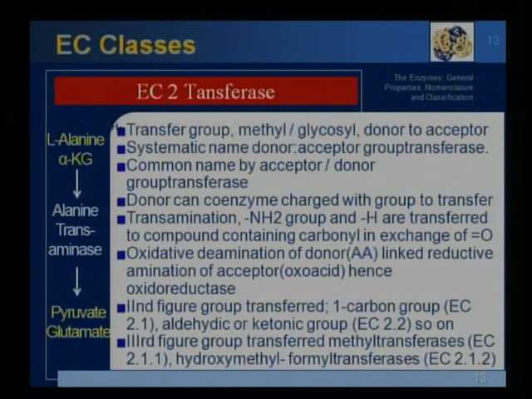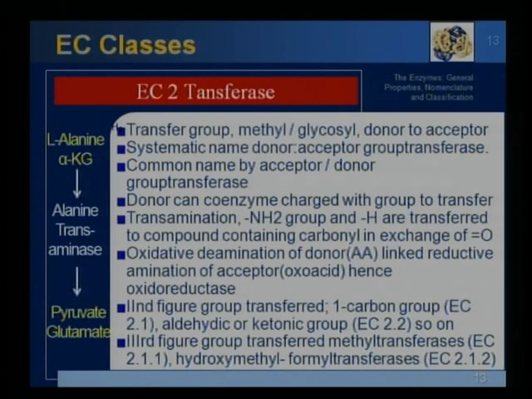In case of transferases, the second digit indicates the type of group which is transferred. If a carbon group is transferred, then the digit is always 1. If aldehydic or ketonic groups are transferred, then the enzyme falls within the group of EC number 2.2, etc. And likewise, there is a series of numbers given, each one to distinctively identify a kind of group which is involved in the transfer process by an enzyme.